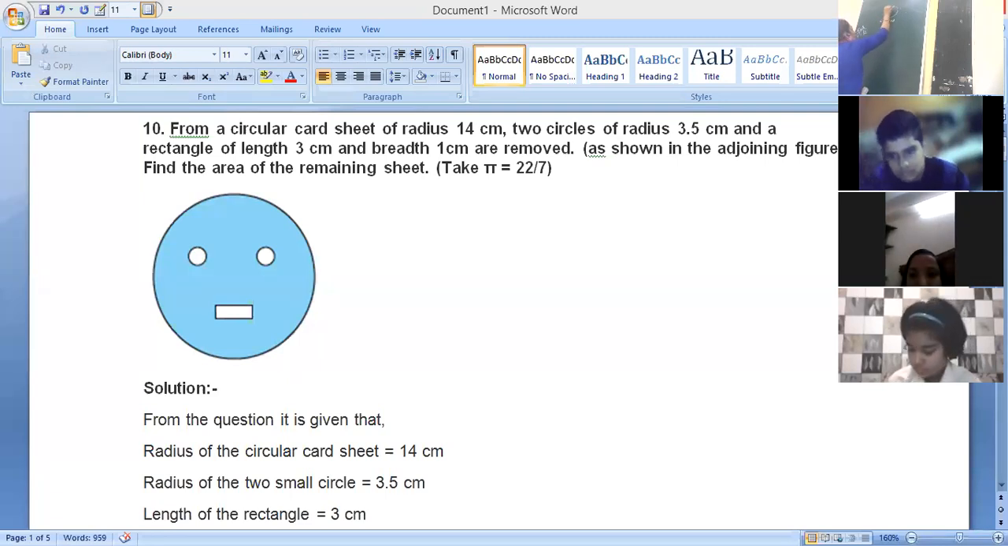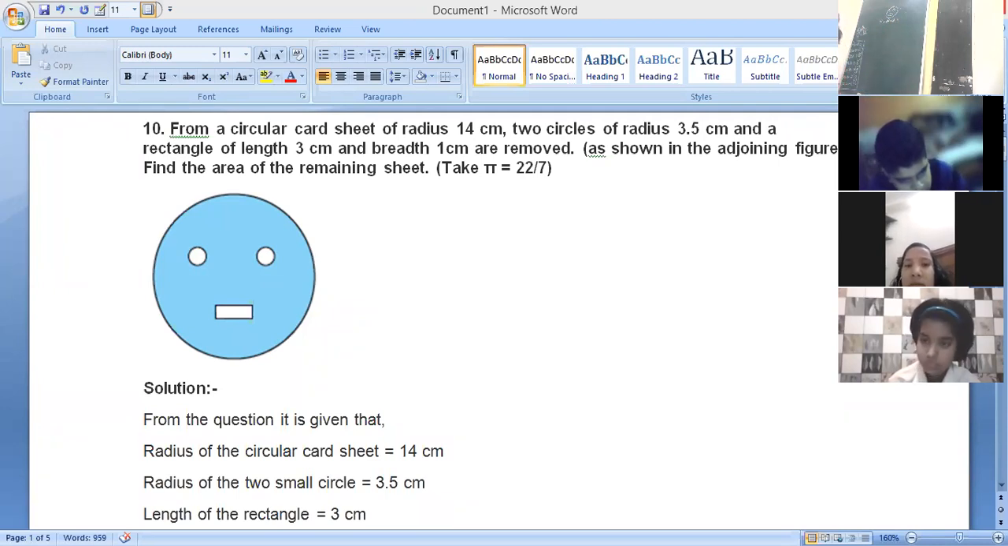Okay, the radius is given. This is your circular sheet. First of all, we'll take out the area of this circular sheet. The radius of the circular sheet is given as 14 centimeter in your book. So write down radius is 14 centimeter. Now we'll take out the area of this sheet.